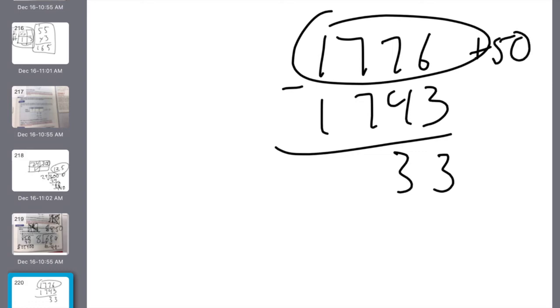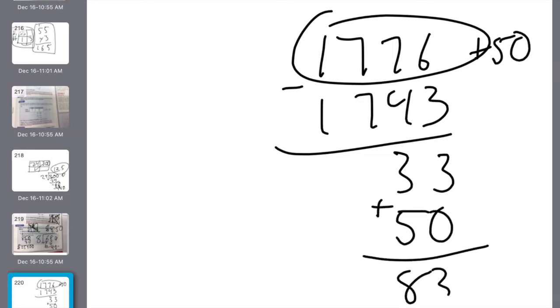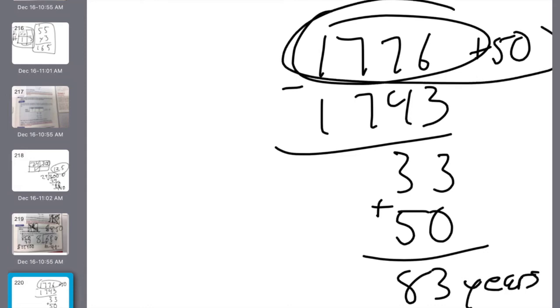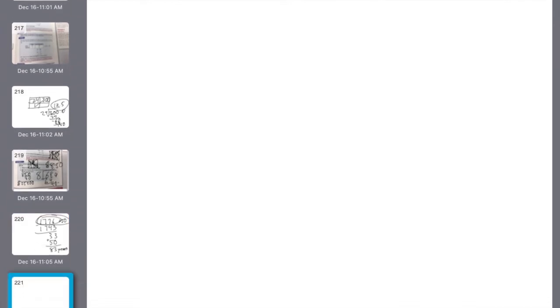But he didn't die in 1776, guys. He died on the 50th anniversary of it. So I need to add that 50 to it and get 83 years. That was one way to solve it. The other thing is you could have done this addition first to figure out what year he died and then subtract it from when he was born.